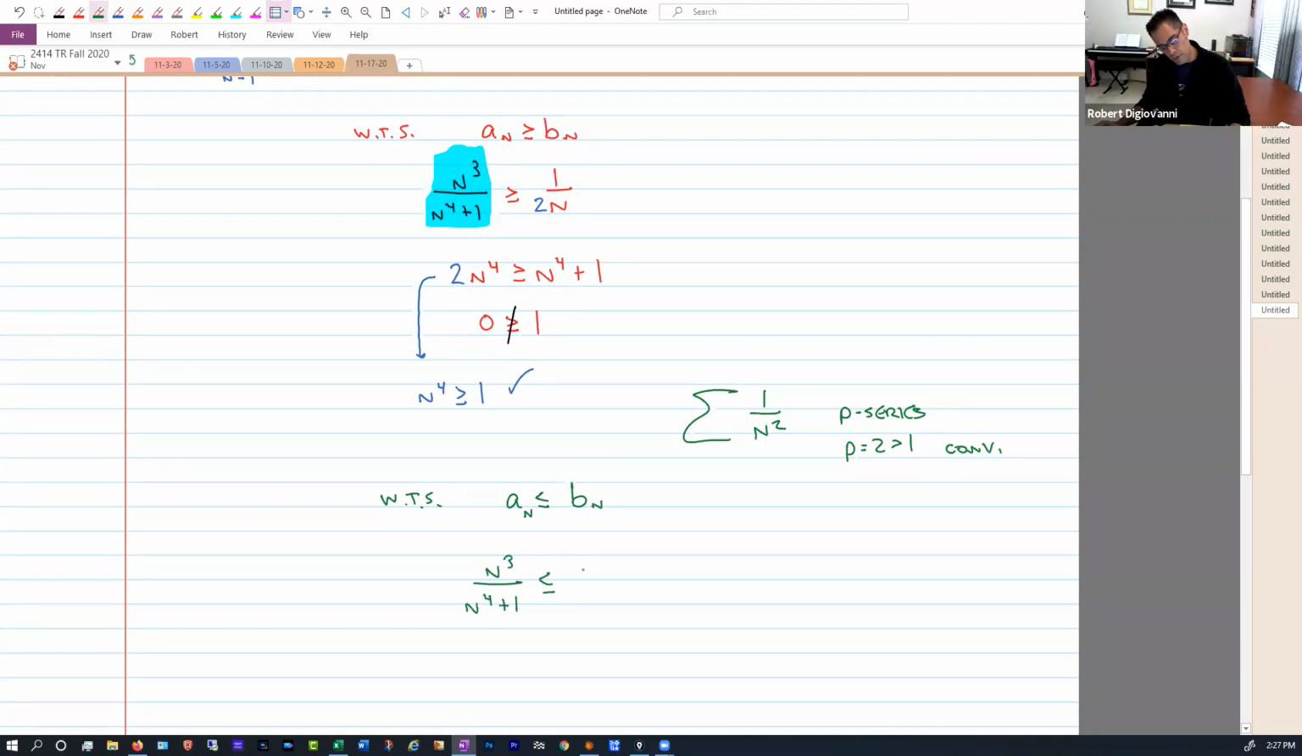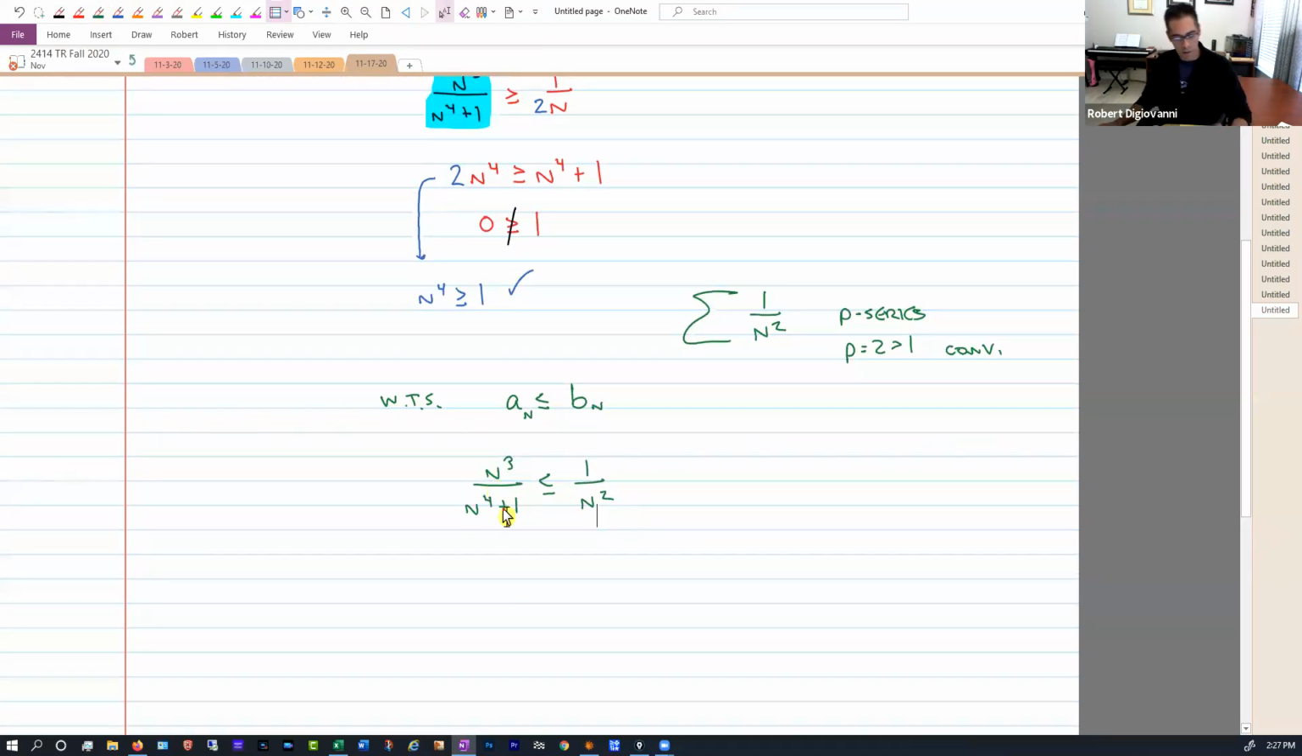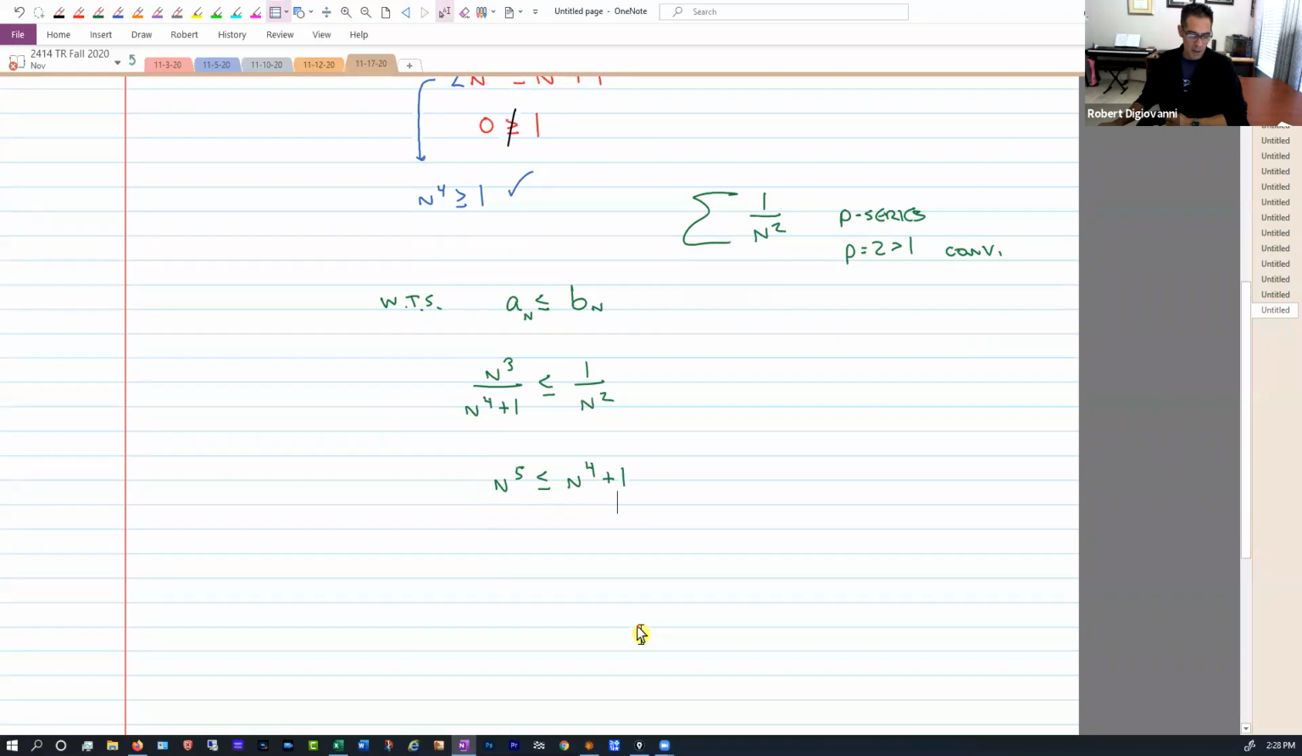Okay. And now when you set it up, everything's going to fall apart. It's not going to work. Because now when you do your little cross multiply, you get n to the 5th less than or equal to n to the 4th plus 1. There are different ways you can show this, but maybe we could just convince ourselves that there's no way this side will be smaller than this side. Eventually n will get big and this will dominate the other side, right?